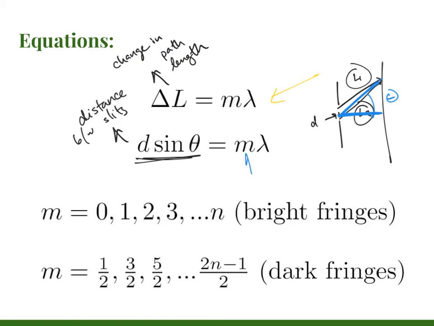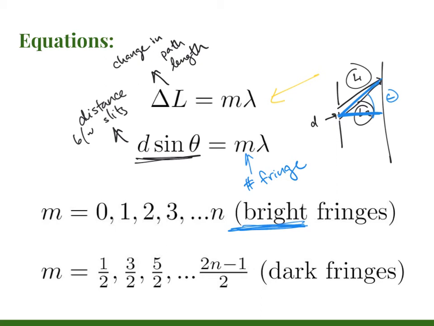And then m is just a number. It's the number of the fringe you're looking for. So you could be looking for the first fringe, the 12th fringe, the 30th fringe, whichever one. You put that number there for bright fringes. That's for bright fringes. If it's a dark fringe, you have to go up by a half because those are halfway in between the bright fringes.